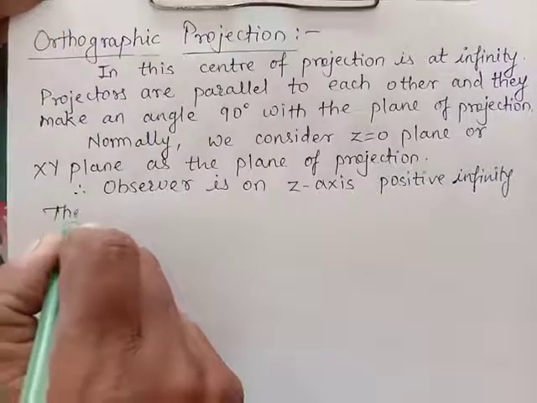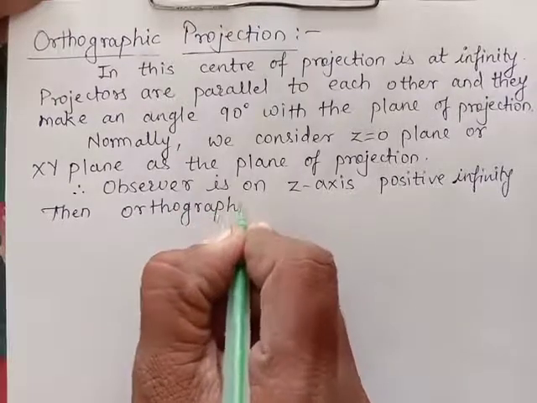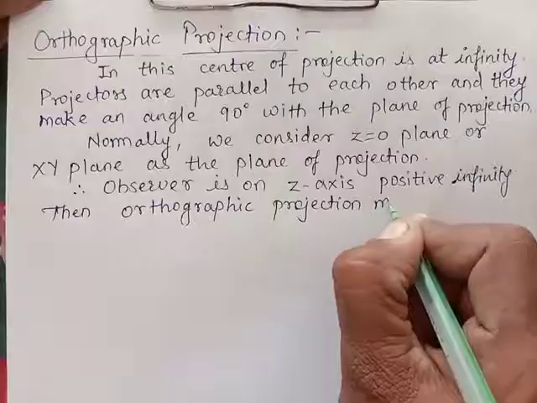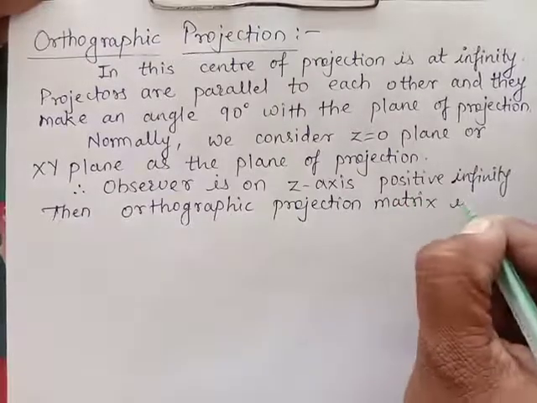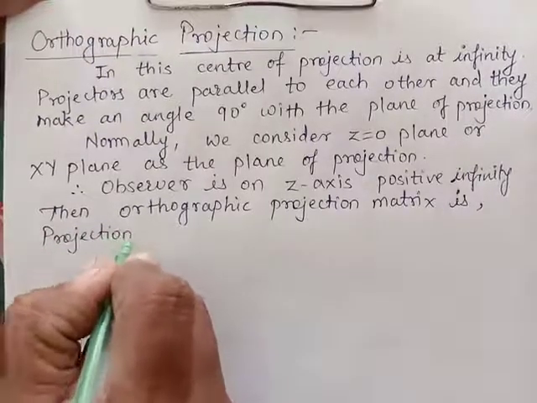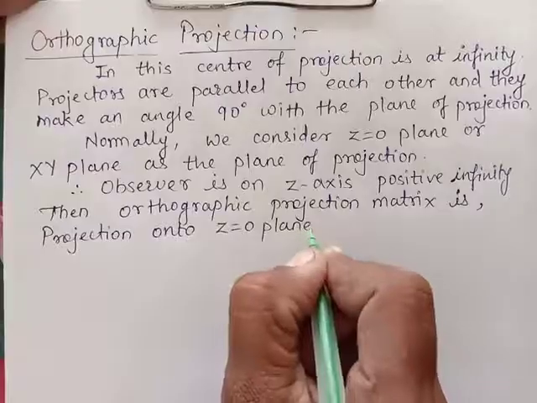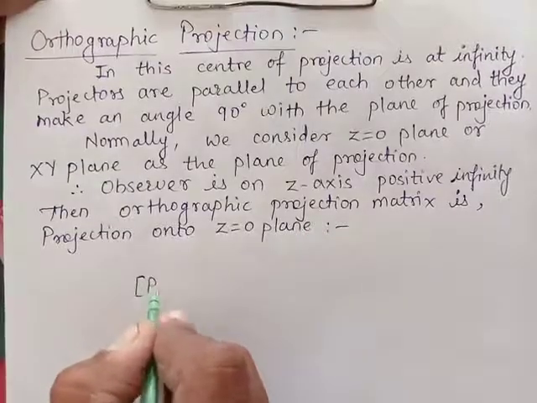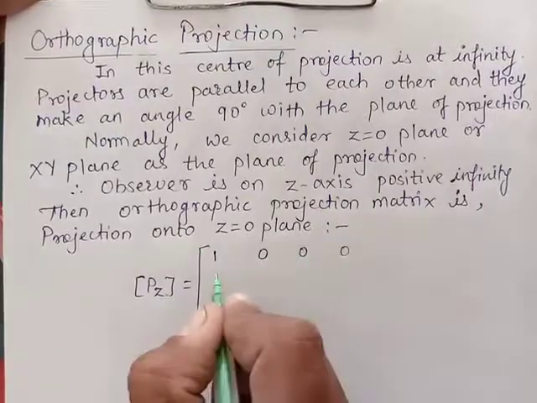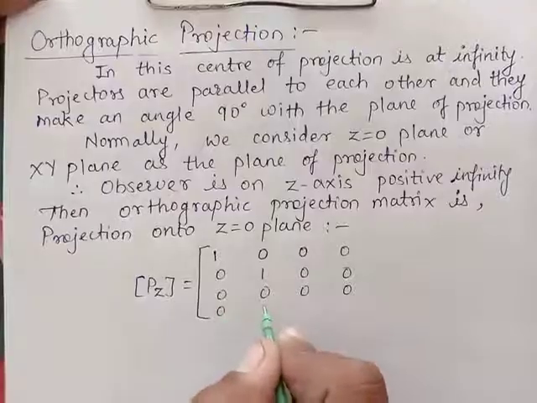Then the orthographic projection matrix for projection onto the z equal to 0 plane, Pz, is: 1 0 0 0, 0 1 0 0, 0 0 0 0, 0 0 0 1.